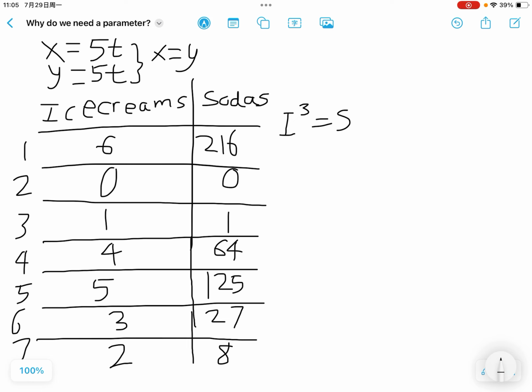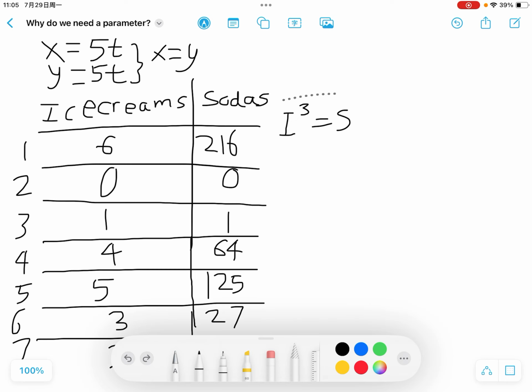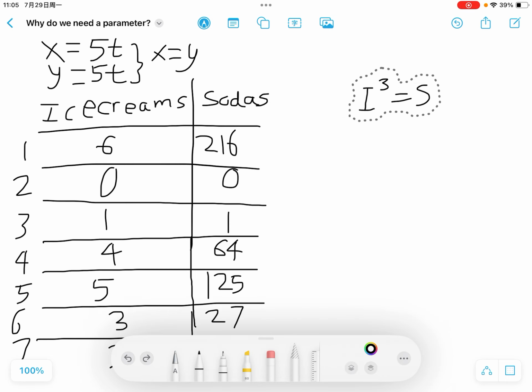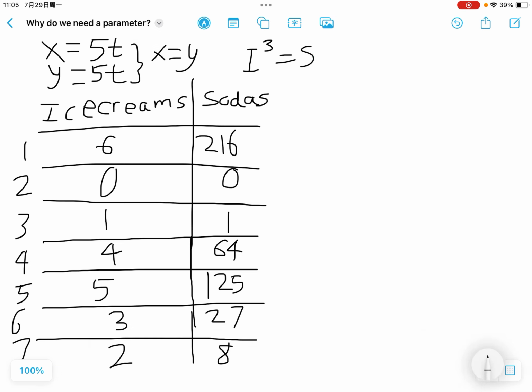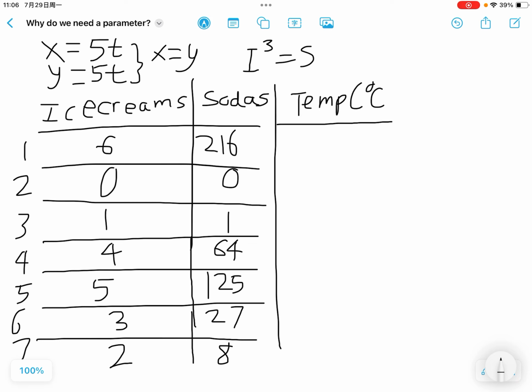So what a parameter is, basically, is the fundamental relationship, the fundamental cause of the sales of the ice cream and sodas to increase as one increases and decrease as one decreases. So let's just extend this table a bit, and we have this thing here; let's call it temperature, in Celsius degrees.